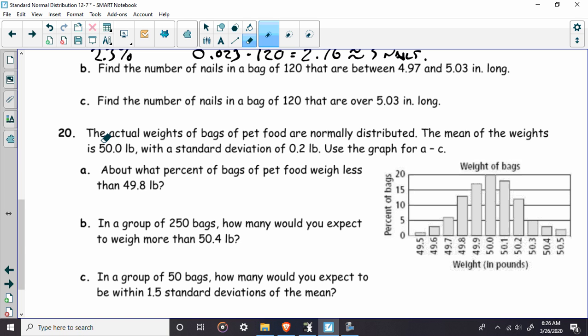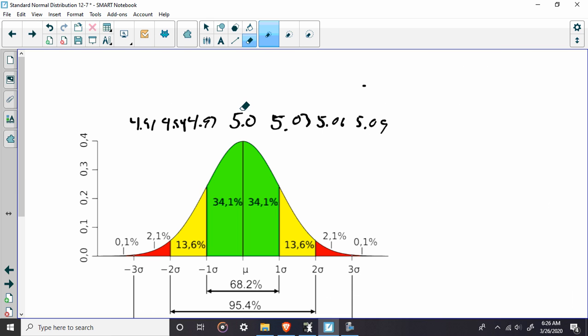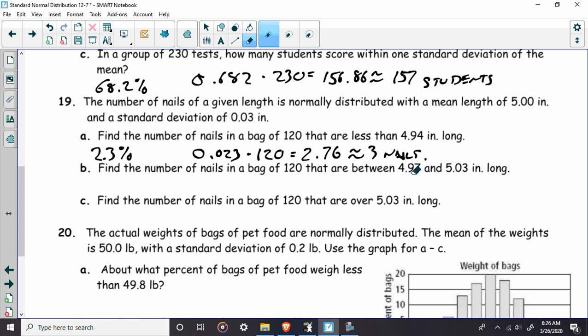We're just going to go over a few problems, and then you guys are going to do a few on your own, hopefully. So this last problem was talking about nails. I still have the numbers filled in from yesterday. It says the length of any given nail is normally distributed with a mean length of 5 inches and a standard deviation of 0.03 inches. So your mean is 5 inches, and it's plus 0.03 going up and minus 0.03 going down. So they want to know how many are between 4.97 and 5.03, and that's out of 120 nails.